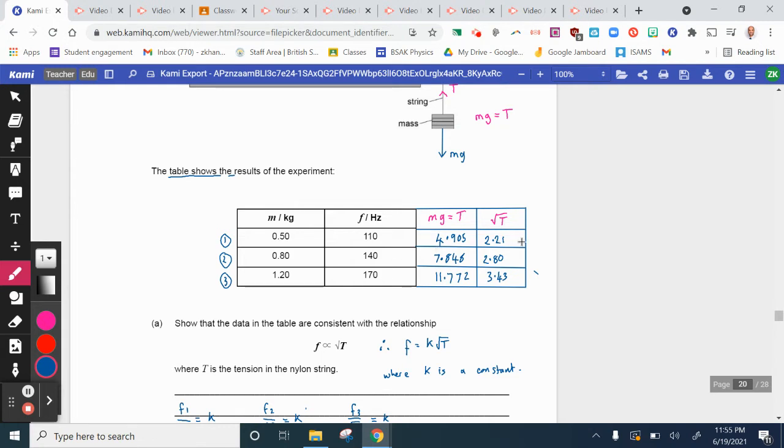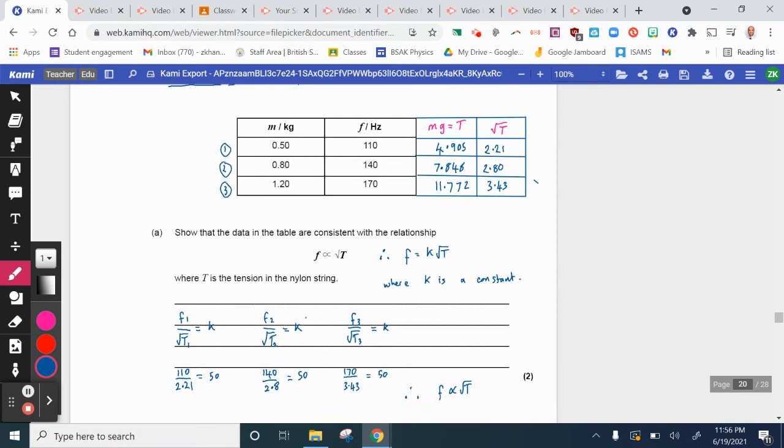Now what I'm going to do is show that the frequency is proportional to the root of the tension. So if that is the case, then we can replace this proportional sign with an equal sign and a constant. So frequency is equal to some constant k times the square root of the tension, to show proportionality, where k is a constant. Now, if this is true for all of these values, then we should get the same constant each time. Okay. Now, how do we find that constant?